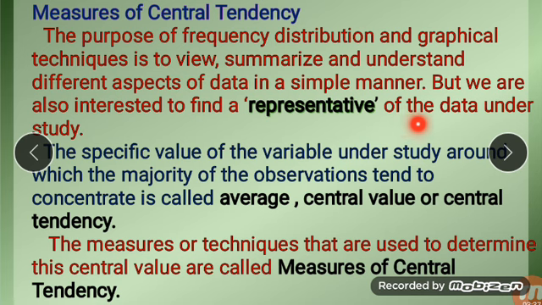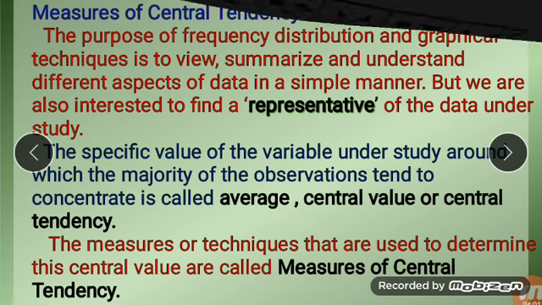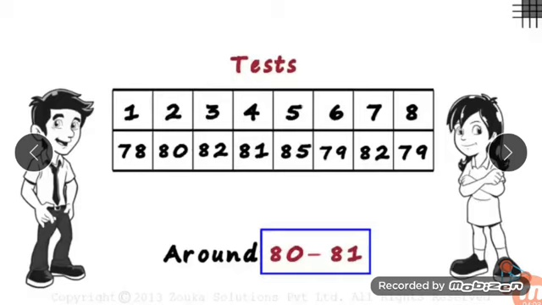Representative of the data is basically the specific value of the variable under study around which majority of the observations tend to concentrate. The measures or techniques that are used to determine this central value are called measures of central tendency. We can better understand this measure of central tendency with the help of an example here. This table shows the marks of the student obtained in different tests.